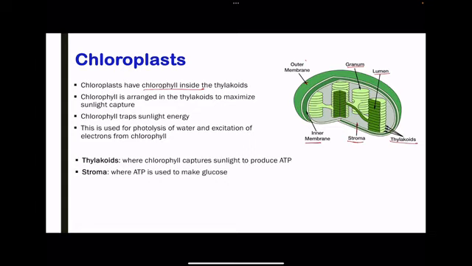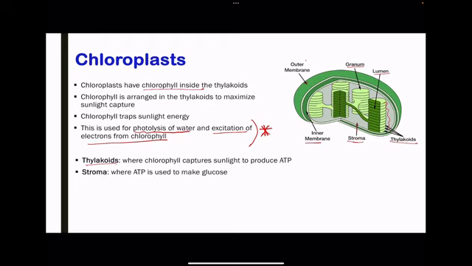This trapped sunlight is going to be used for the photolysis of water as well as the excitation of electrons from the chlorophyll molecule. I'm going to talk about this in detail a little bit later when we study phosphorylation. In the thylakoids you see here, that is where chlorophyll is going to capture sunlight in order to produce ATP. And within the stroma, here ATP is going to be used to make glucose.